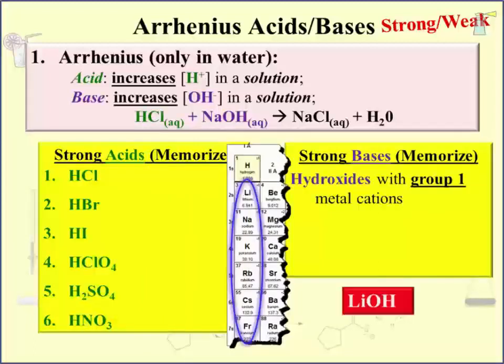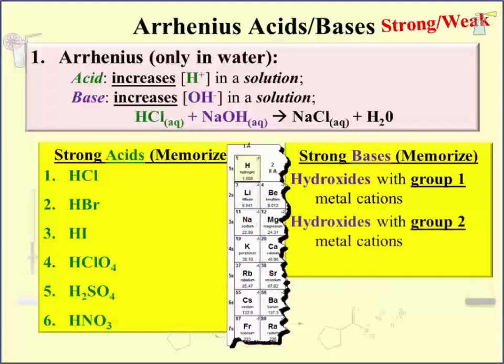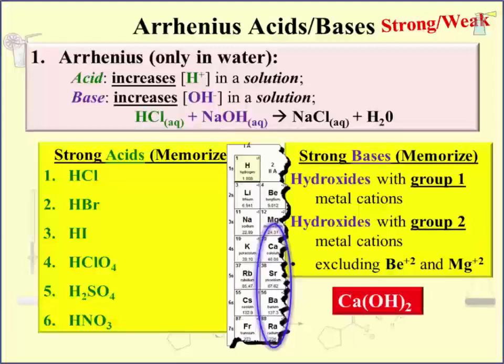Consulting the periodic table, we have lithium hydroxide, sodium hydroxide, potassium hydroxide. And then there are the hydroxides of group 2 metal cations, excluding beryllium and magnesium. That leaves this part of the column and produces bases such as calcium hydroxide, strontium hydroxide, and barium hydroxide. These +2 cations form bases with 2 hydroxide anions. That's it for strong Arrhenius acids and bases.